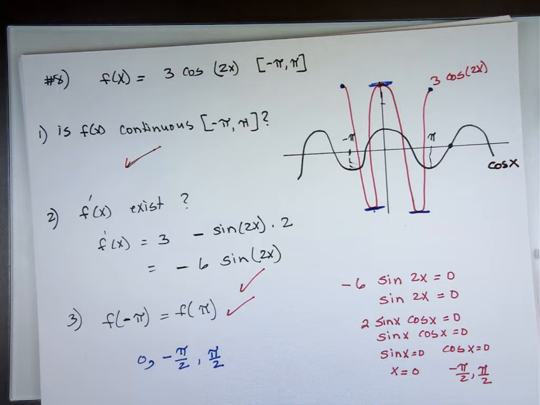And you can plug in the values here. Negative pi over 2, and pi. Now, negative pi over 2, and 0, not pi.